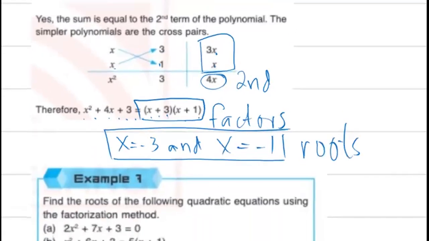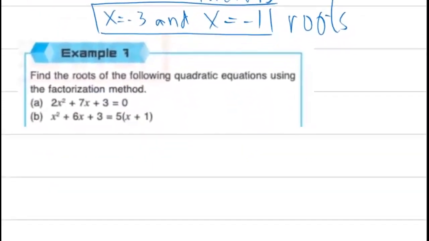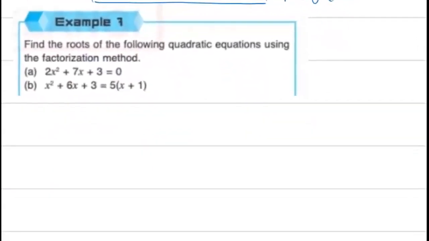Okay, now let's try these following examples. So we can apply our method or we can apply this method. Okay, so let's try 2x squared plus 7x plus 3 equals 0.